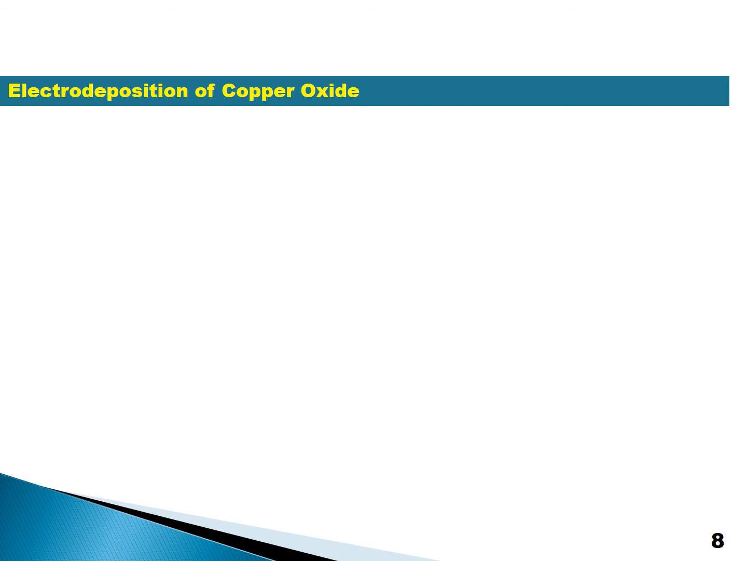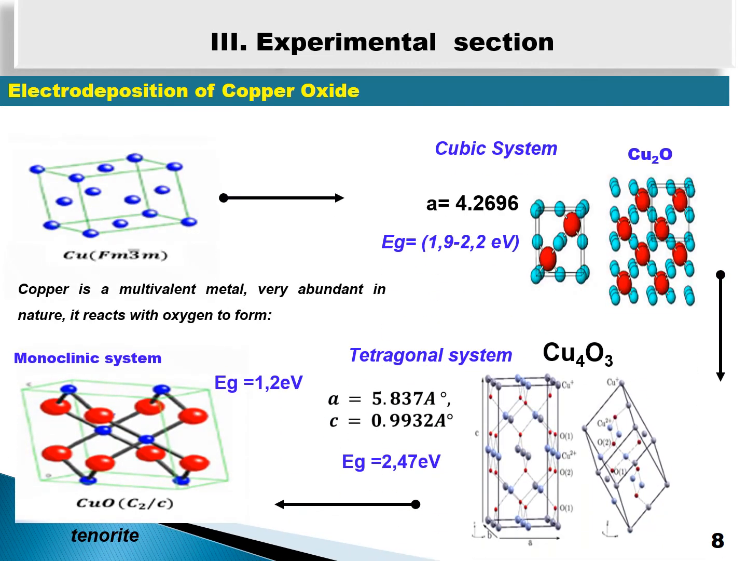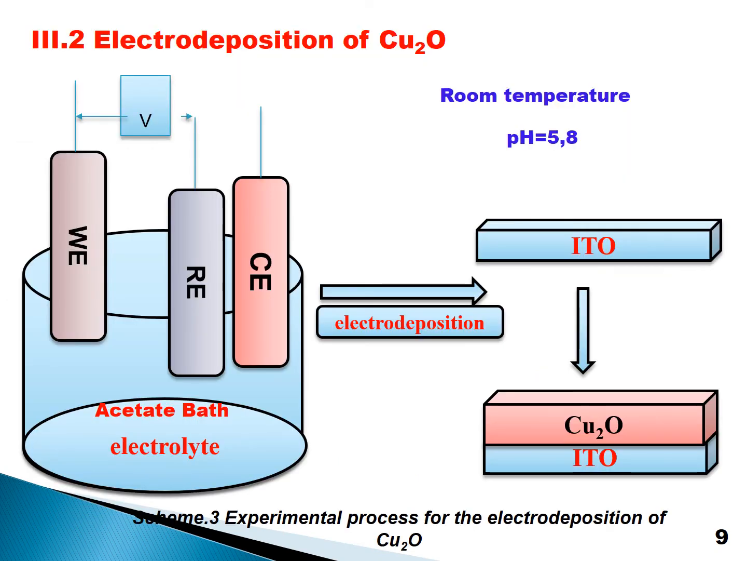After this, we will pass to the experimental section. Electrodeposition of copper oxide. Copper is a multivalent metal, very abundant in nature. It reacts with oxygen to form copper oxide, paramelaconite, and tellurate. The electrodeposition of copper oxide was carried out in a classical three-electrode cell on an aqueous substrate from an acetate bath at pH of 5.8 at room temperature.